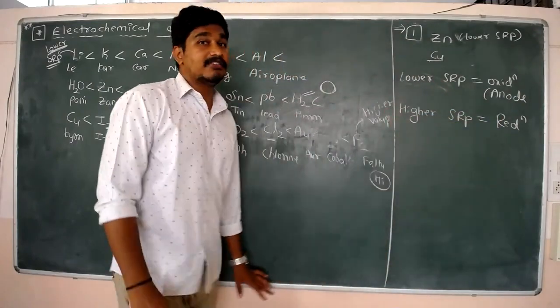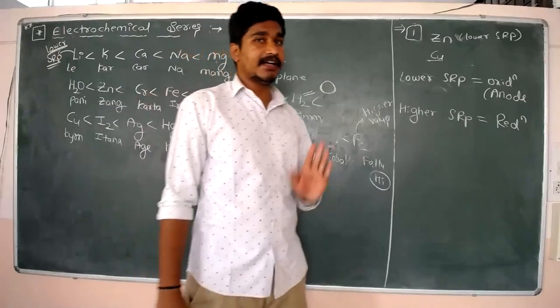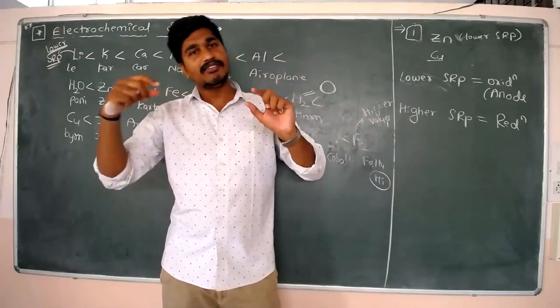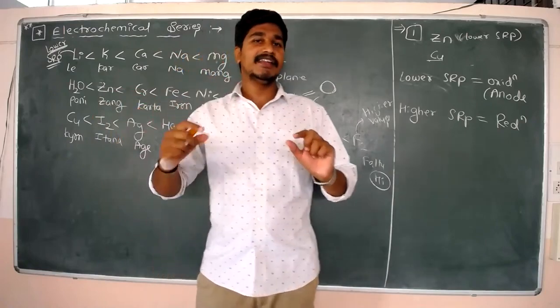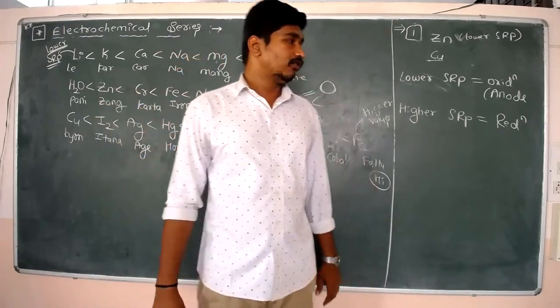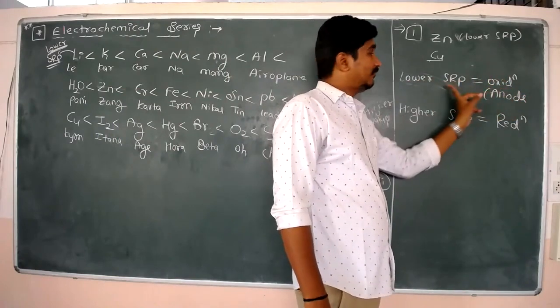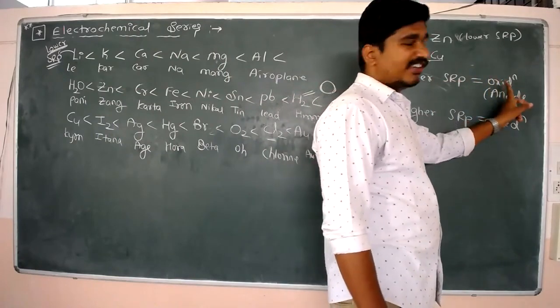Correct? Already I gave a hint: an ox and red cat. Anode is always oxidation, and reduction is at the cathode. Correct? That you have to remember here. Lower SRP means what? Oxidation. The element which has lower SRP undergoes oxidation.